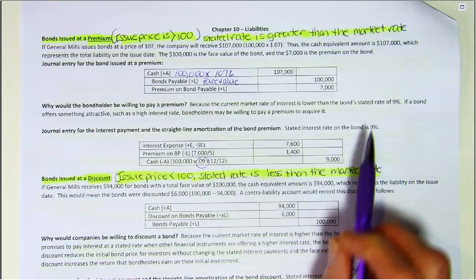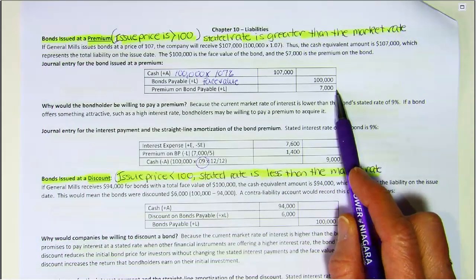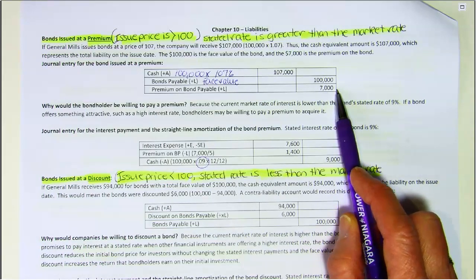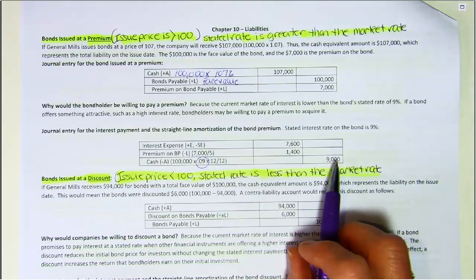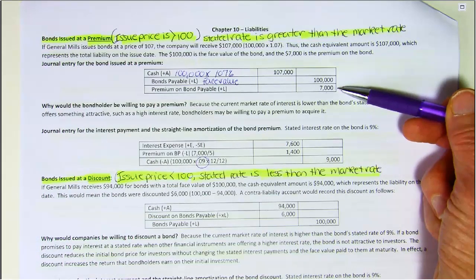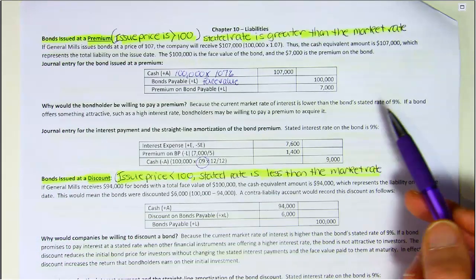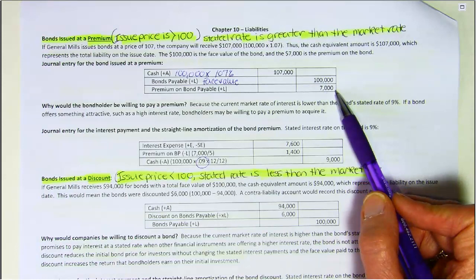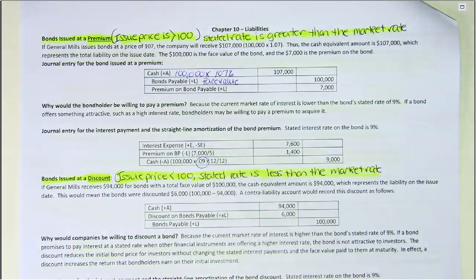However, this $7,000 of premium is the extra amount that you received because of the difference in interest rates. Some of that $9,000 comes from the extra money that they paid you up front. So we're going to spread this $7,000 in extra money you got up front over the life of the bond at the same time as we do the interest payments.